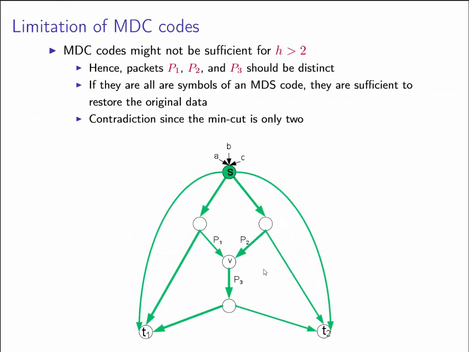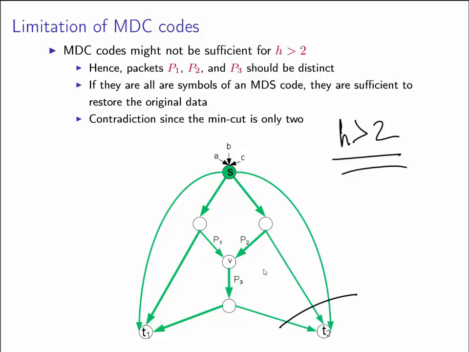So let us see that this technique actually doesn't work for the more general case of h greater than 2. So for h less than or equal to 2, we can always use an underlying erasure correcting code to do it. For h greater than 2, it's not possible. For example, here in this network, h is equal to 3. So min cut here is equal to 3. So we can send 3 packets A, B, and C.